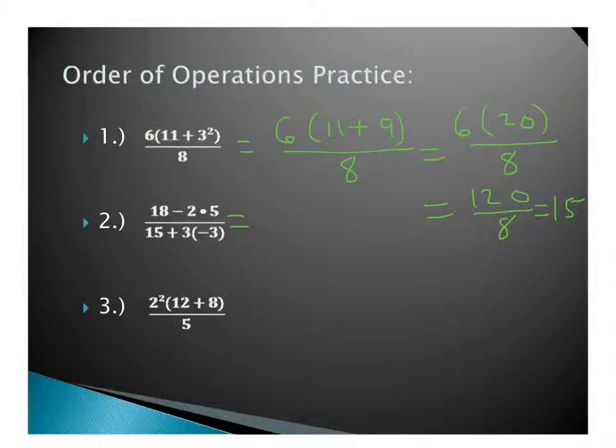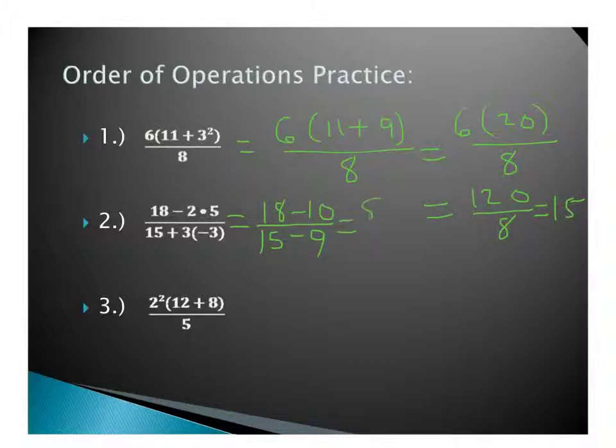Alright, for this one, we have 18 minus 2 times 5 in the numerator, and in the denominator we have 15 plus 3 times negative 3. Well, let's start with our numerator first. Am I going to go subtraction, or am I going to go multiplication first? Multiplication. So I'm going to have 18 minus 10. In my denominator, I have 15 plus 3 times negative 3. Once again, got to go with the multiplication first. And we have 3 times negative 3 is negative 9. So 15 minus 9.